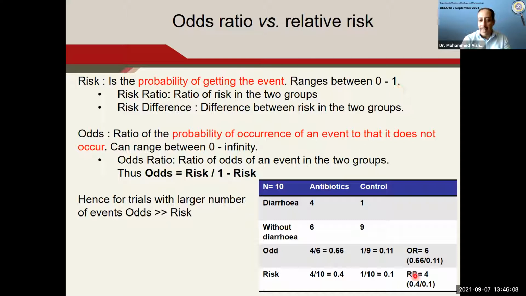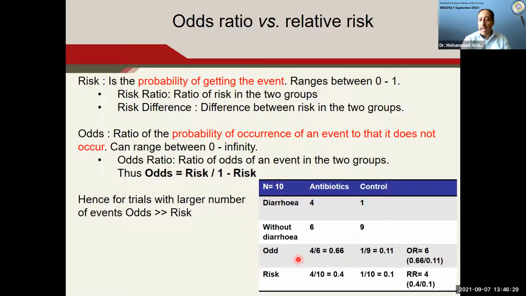So how do we calculate the risk ratio? We have to repeat the same. We have to calculate the risk for the control. So here it's 1 over 10, so the risk is 0.1. So the risk ratio is 0.4 over 0.1. So it's 4. The risk ratio here is 4.